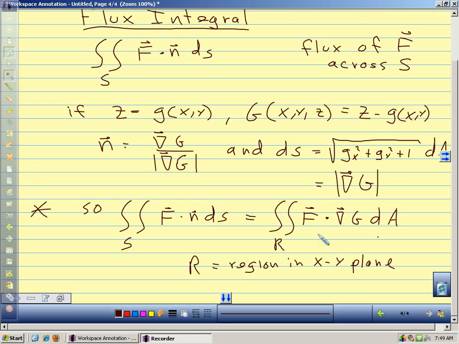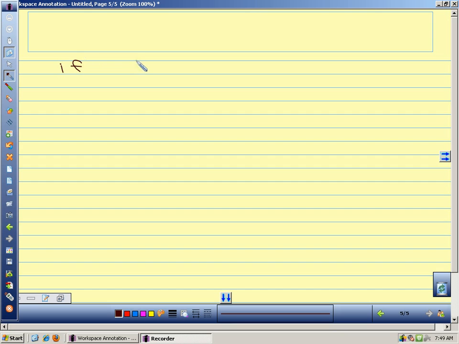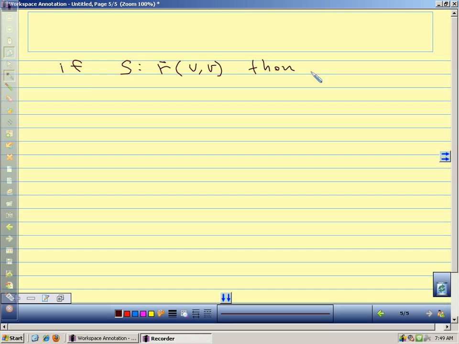Are we good with that? All right, if we have a parametric surface, if we don't have an explicit formula for our surface, if our surface is given to us by parametric equations, r of u and v, then our unit normal vector is our cross product of our first partials divided by the magnitude of that cross product.